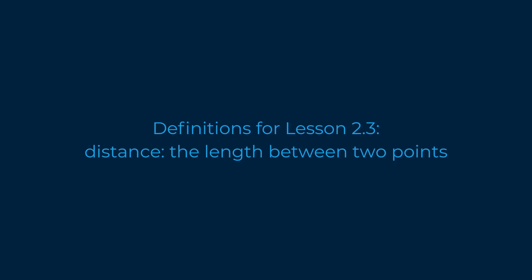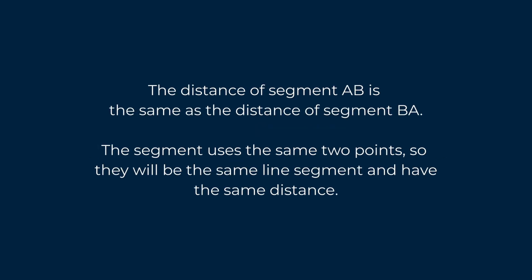But the hard part is what comes after, because we want to know how to find the distance. But also a key thing to note here is that the distance of segment AB is the same as the distance of segment BA because they're the same 2 endpoints, meaning that they share the same line segment, meaning that they have the same distance.